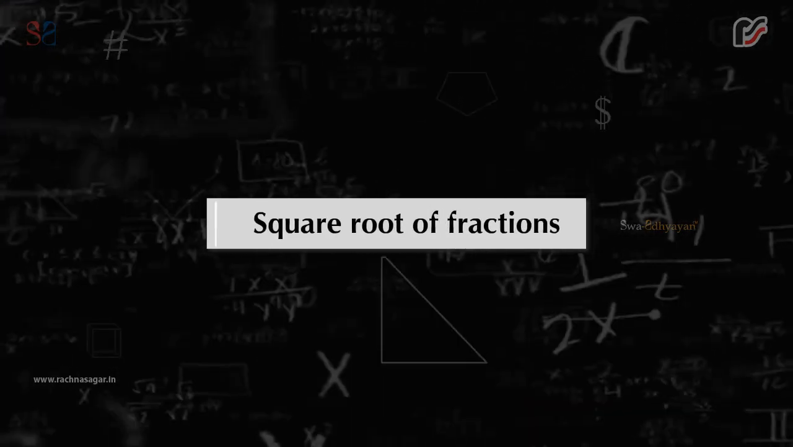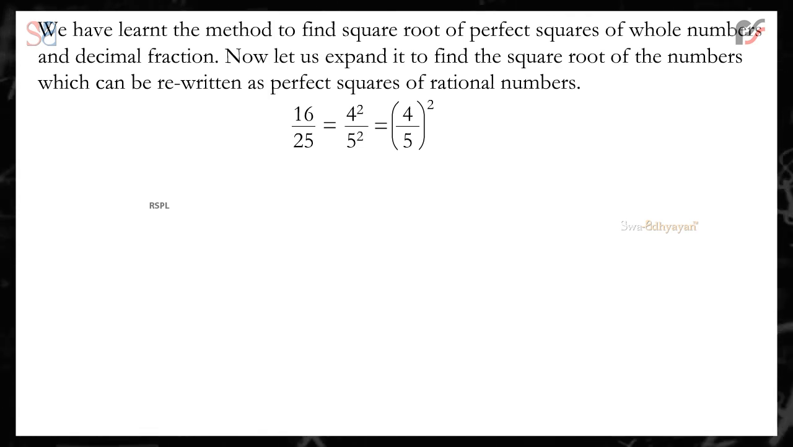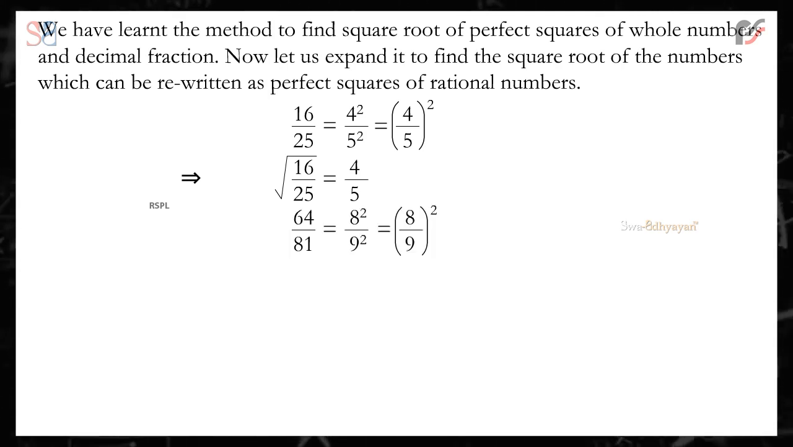Square root of fractions. We have learned the method to find the square root of perfect squares of whole numbers and decimal fractions. Now let us expand it to find the square root of numbers which can be rewritten as perfect squares of rational numbers. 16/25 is equal to 4²/5², which is equal to (4/5)². This implies the square root of 16/25 is equal to 4/5. 64/81 is equal to 8²/9², which is (8/9)². This implies the square root of 64/81 is equal to 8/9.